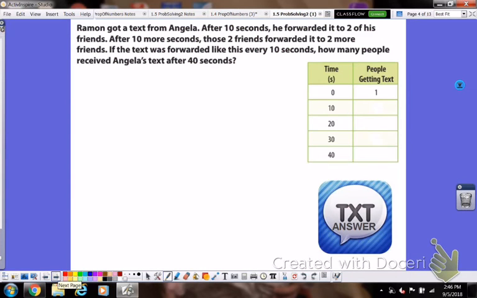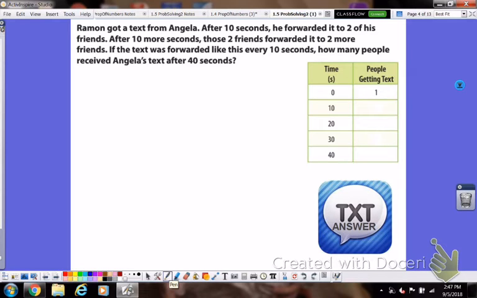Alright, so we're going to jump right into an example. So Raymond got a text from Angela. After 10 seconds, he forwarded it to 2 of his friends. After 10 more seconds, those 2 friends forwarded it to 2 more friends. If the text was forwarded like this every 10 seconds, how many people received Angela's text after 40 seconds? So the strategy that we're using here is to make a table.